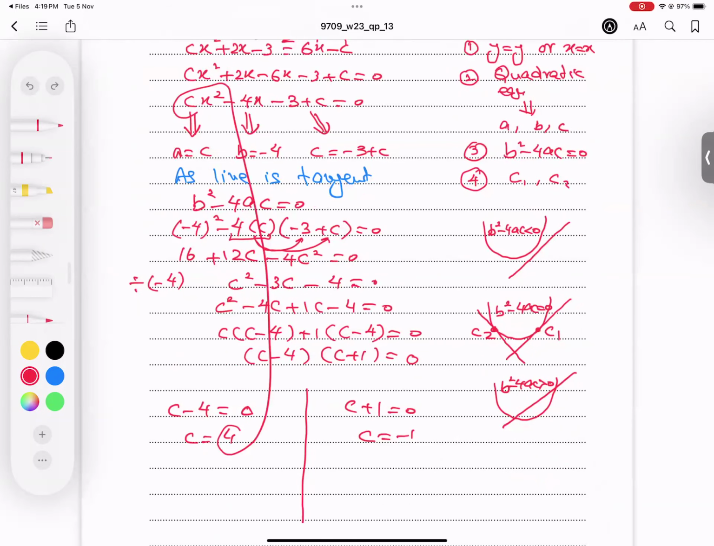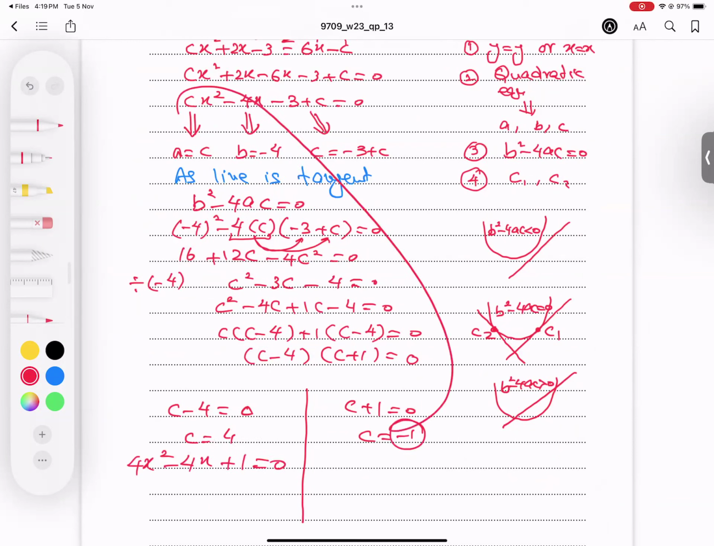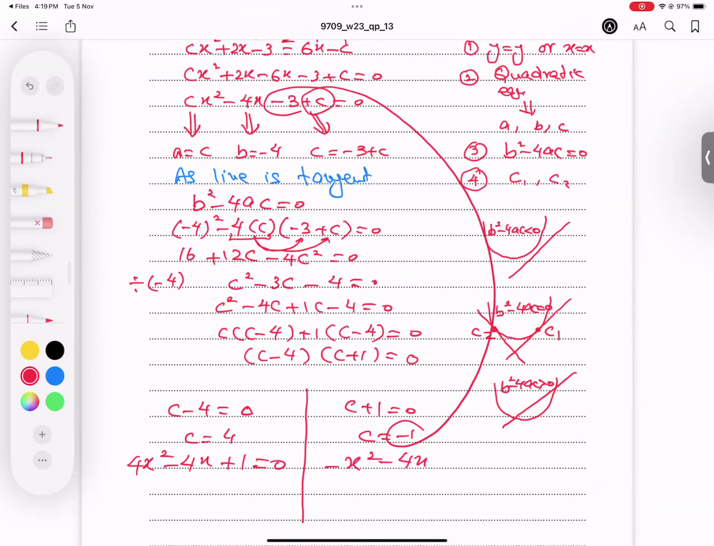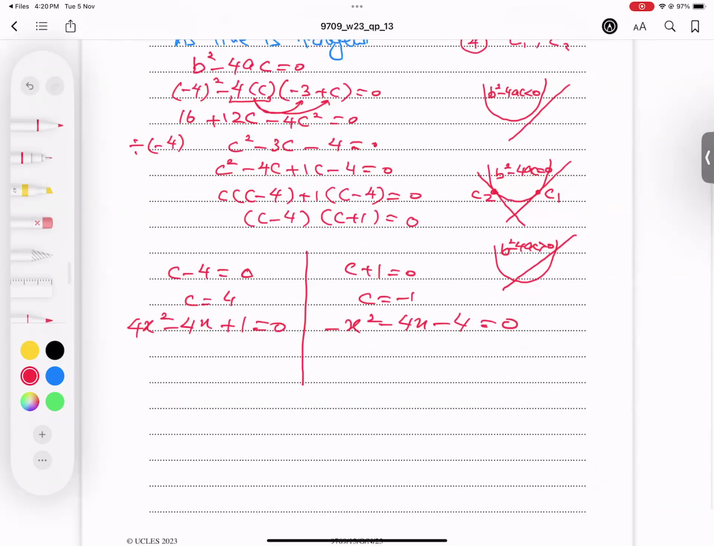When I plug in 4 here, I get 4x square minus 4x. And when I plug in 4 here, minus 3 plus 4 gives us plus 1. When I plug in minus 1 here, I get negative x square, then negative 4x, and when I plug in minus 1 here, I get a negative 4. Now this is a factorization, or you can apply the quadratic formula. But you know, students, my habit is always to apply the factorization technique.